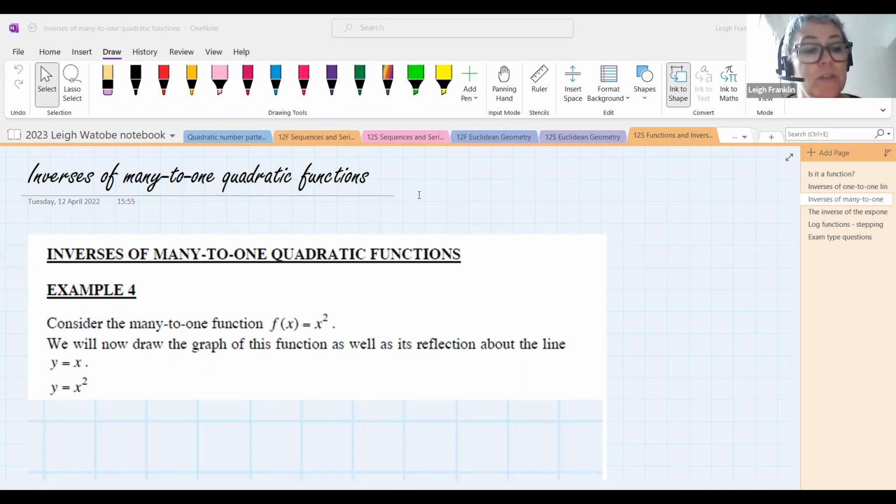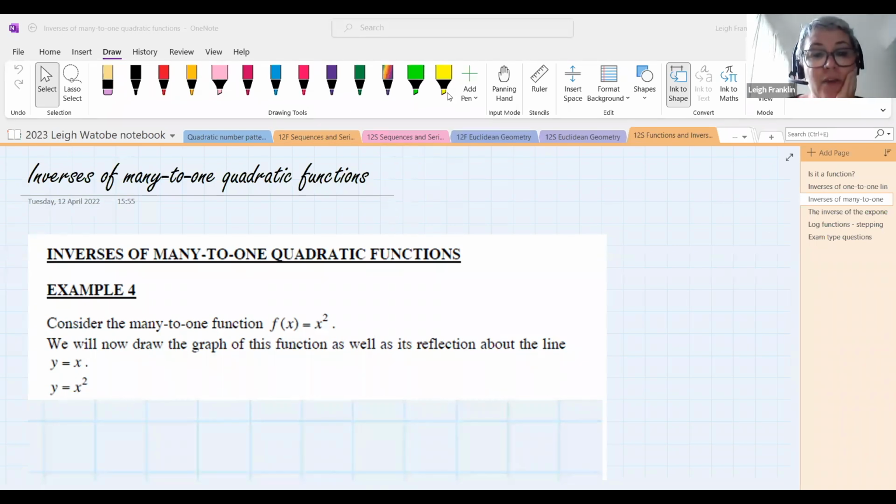All right, so the first example we're going to look at is our many-to-one function, our good old graph f of x equals x squared, which is our bog standard garden variety parabola that we first learned about back in grade 10. It has its turning point on the y-axis, it goes through the origin, and it is a smiley face graph.